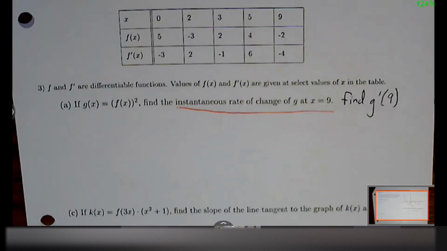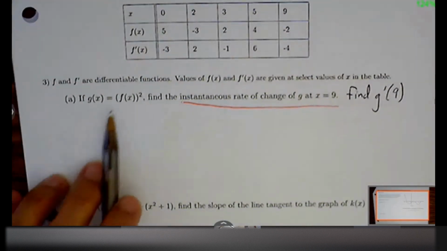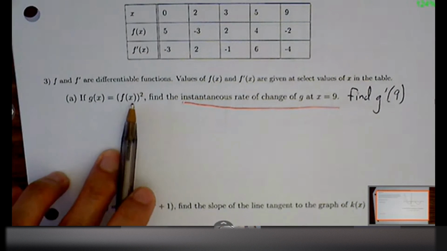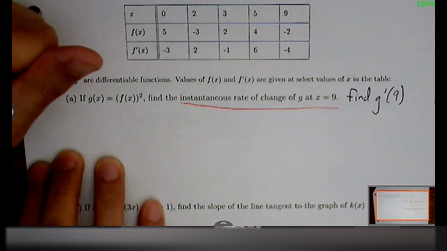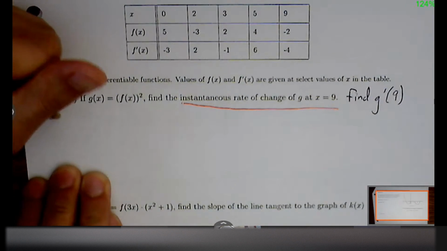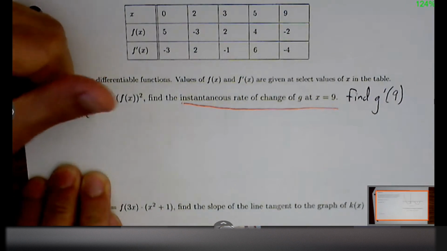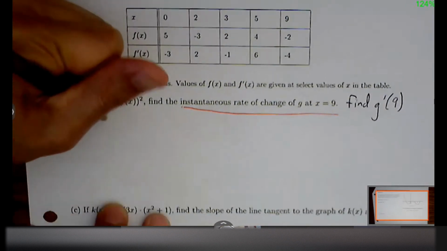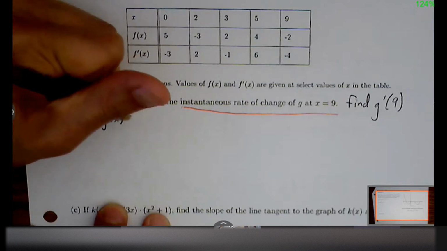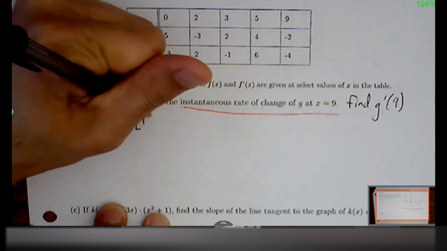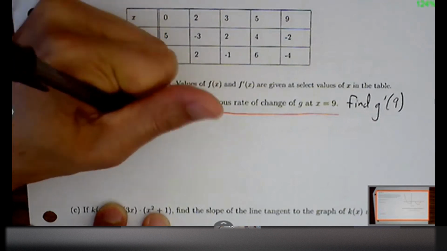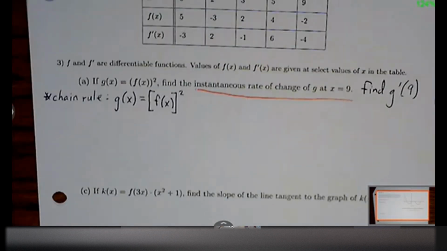So before I can find g prime of 9, I need to find g prime of x. To find g prime of x, look at how this is set up. What's involved here? Chain rule, right? Good. Chain rule. So I'm going to rewrite this to maybe make it a little bit easier for us to see that distinction, because chain rule is required if there's an outer and inner portion of our problem. So I'll use a bracket here to make it more obvious. We got that bracket squared, and we have that f of x.